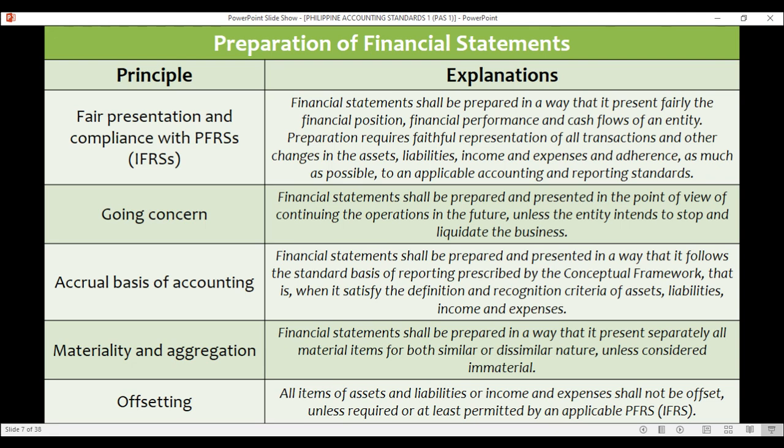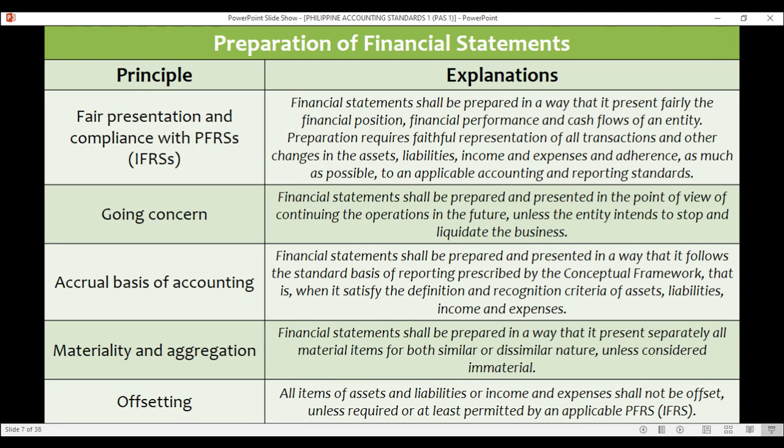Okay? Accrual basis of accounting. As a general rule of accounting, financial statements should be presented on an accrual basis, meaning financial statements shall be prepared in a way that it follows the standard basis of reporting prescribed by the conceptual framework. What does it mean? Well, it satisfies the definition and recognition of assets, liabilities, income, and expenses. So therefore, we are referring here with accrual basis to recognizing accounts receivable, accounts payable, accrued income, and accrued expenses, and other deferrals.